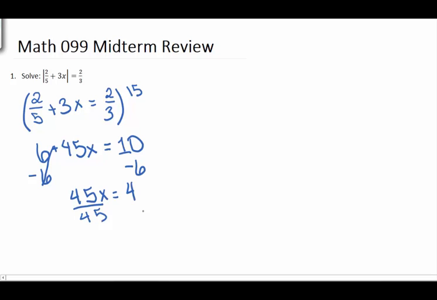Divide both sides by 45, and we have our first answer, which is 4/45. Like I said, we have two answers for these. The second comes from setting this equation equal to -2/3. And this is because the absolute value of 2/3 is the same as the absolute value for -2/3.